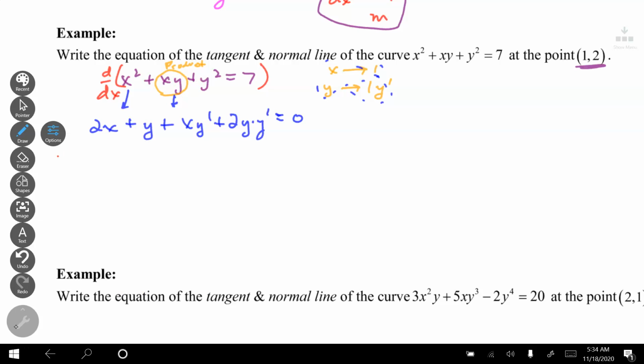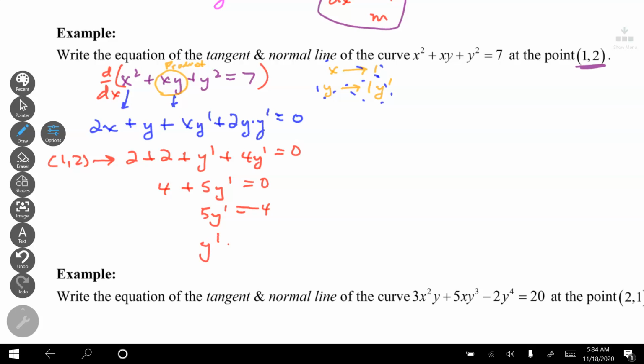Now I could plug in 1, 2 for the x's and y's. When I do that, 2 times 1 is 2, plus y is 2, plus y, x is 1, so 1y prime, plus 2 times 2 is going to be 4y prime is equal to 0. Now you have 4 plus 5y prime is equal to 0. 5y prime is equal to negative 4, or y prime, which is my dy over dx, is equal to negative 4 over 5, and there's my slope.